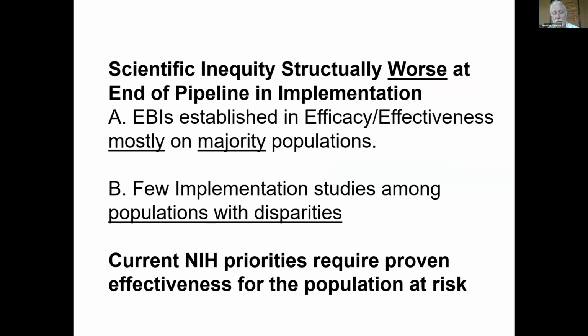Evidence-based interventions are generally established with efficacy and effectiveness trials that are conducted mostly on majority populations. So even at the beginning in here, we don't have a really good range of populations to start off with. A few implementation studies actually do look at issues of including disparity populations to a sufficient degree, and we'll give you an example of that. And the current NIH priorities are stacked against it because they require proven effectiveness at the population level of risk before you go through an implementation study. Next.